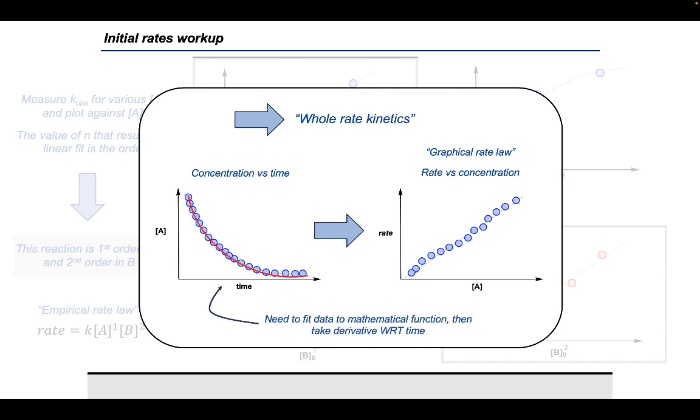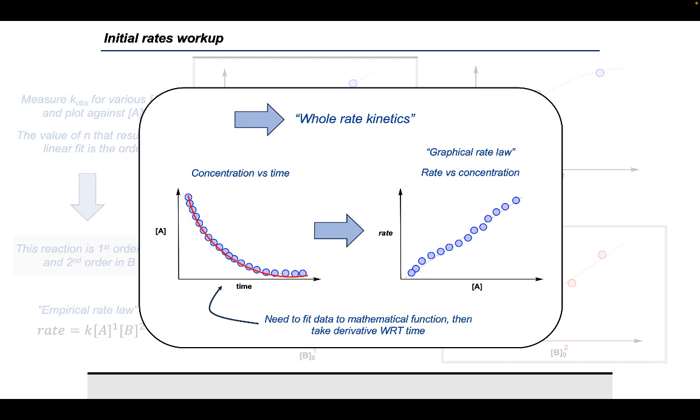And the way that we would be able to do that is by fitting the concentration versus time data to a mathematical function that we know we can take the derivative of with respect to time. Then we take that derivative, which provides a rate, and we can plot that against the concentration of, in this case, A, and obtain that graphical rate law.